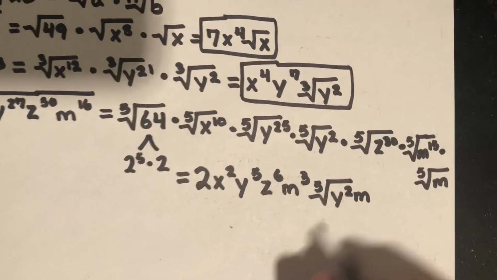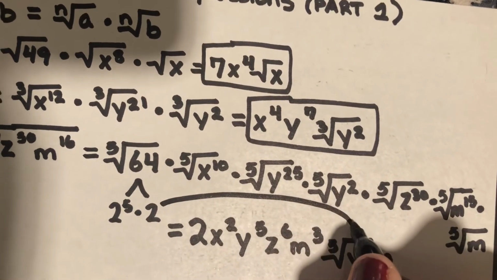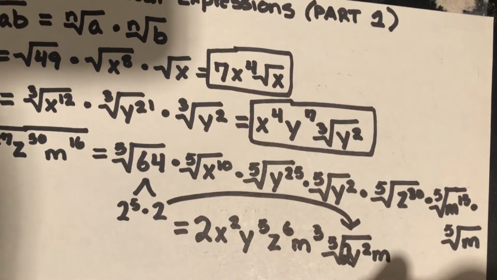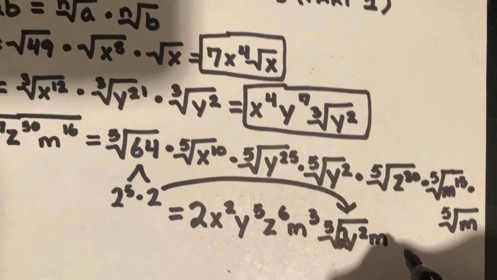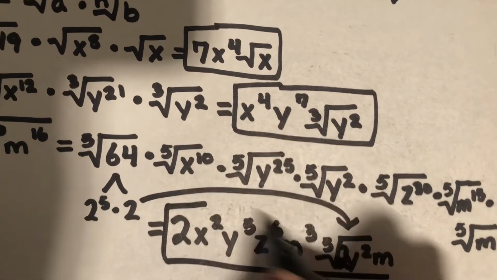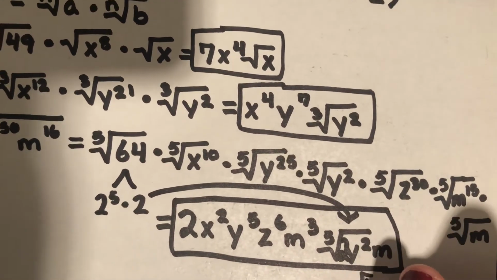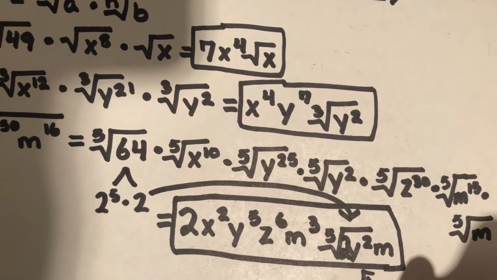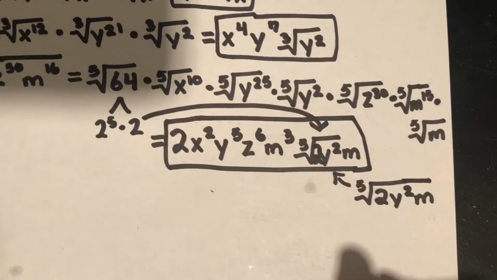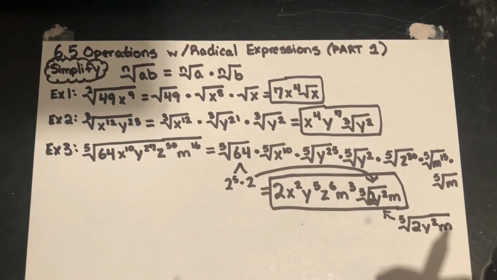And I think I actually forgot the 2. We had this 2 right here. That is going to go all the way right there. So this is actually going to be, let's see if I can fit this in, 2y squared m. Don't like how I wrote that. I'm sorry. I will put that as our final answer. That right there, just so you can see, is the 5th root of 2y squared m. So hopefully you can see that. Sorry about all that. Okay, and that is simplifying.